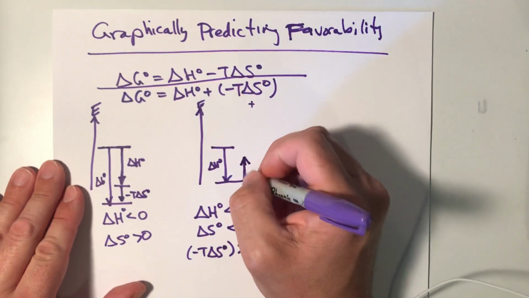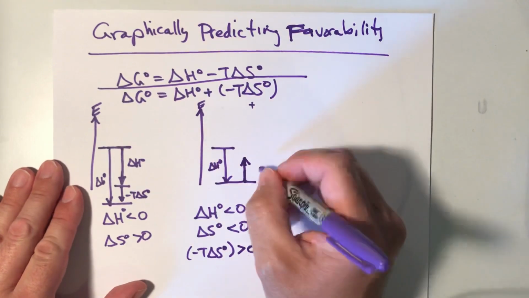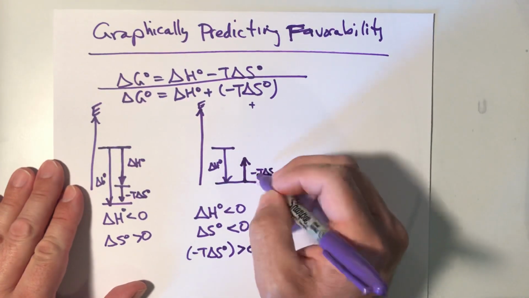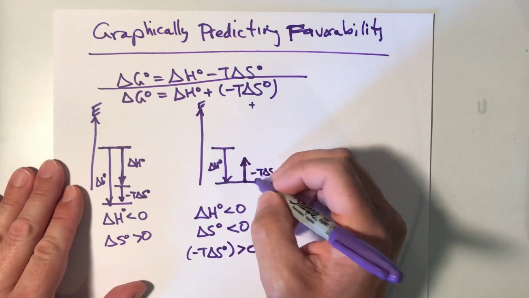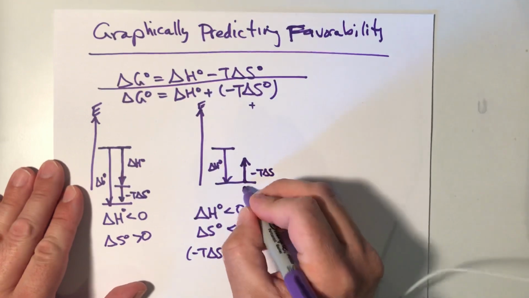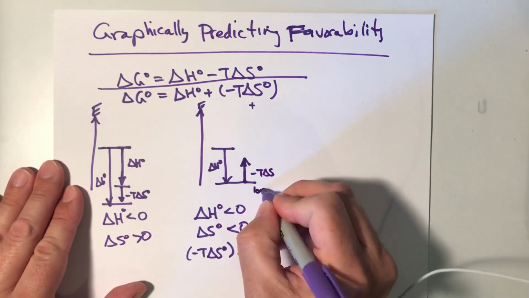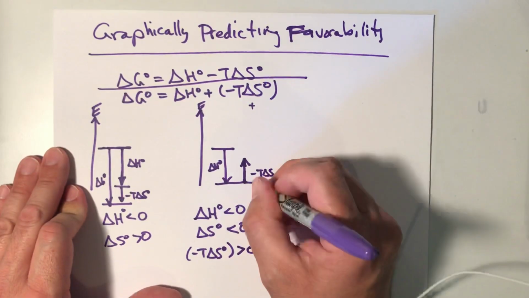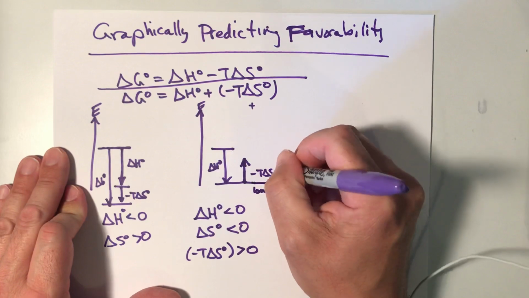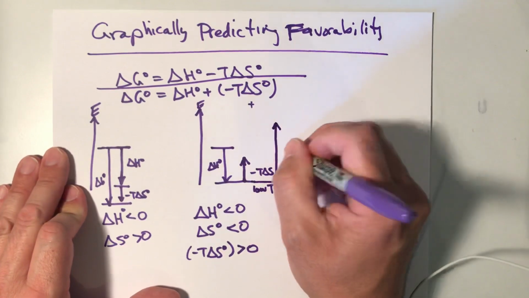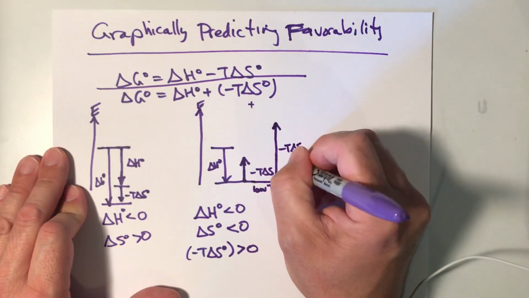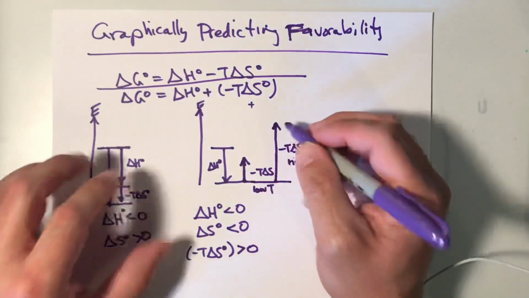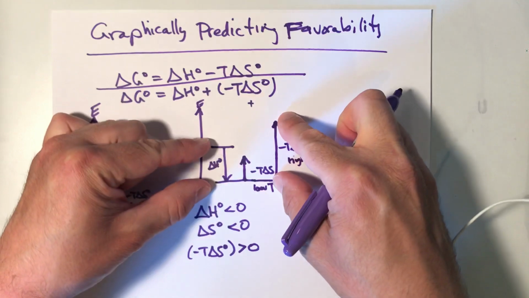Okay, now how far it goes up depends on the temperature, right? So I've drawn it at a lower temperature where the length of the arrow is smaller, all right? So this is for a low temperature. But I could also draw it for a higher temperature. A higher temperature one would look more like this, where the minus T delta S term is actually larger in magnitude than the delta H term.